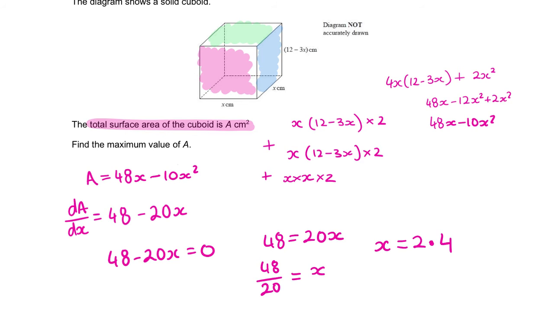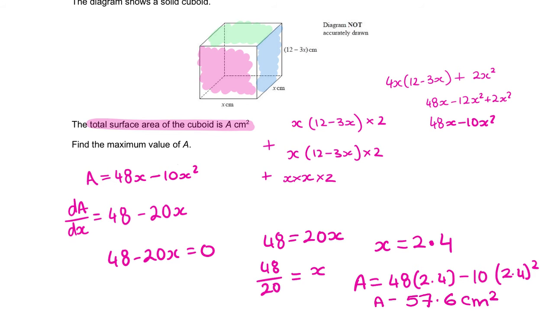However, we haven't stopped there just because we found x. And this is one of the biggest mistakes people make, is that they find x, they stop. And what's the maximum value of A? We found when the maximum happens. It's when x is 2.4, right? I now need to substitute that back into A. So A equals 48 lots of 2.4, bless you, minus 10 lots of 2.4 squared, which gives me 57.6 centimetres squared.